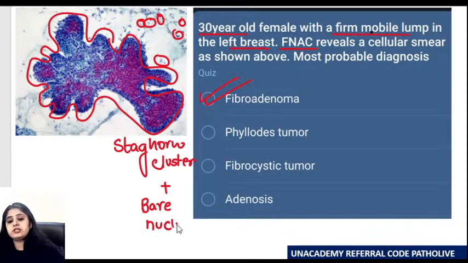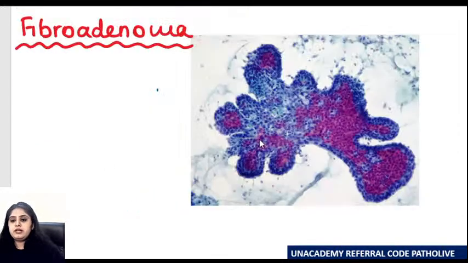So there are a lot of questions that come on this: fibroadenoma, which is a benign breast condition, what does it show you on FNAC? So it shows you the staghorn clusters, and it shows you these tiny empty looking cells. These are the bare nuclei. So this was just a spotter, and here is a higher power for those who want to know. Again, staghorn cluster and these tiny cells, these are the bare nuclei.